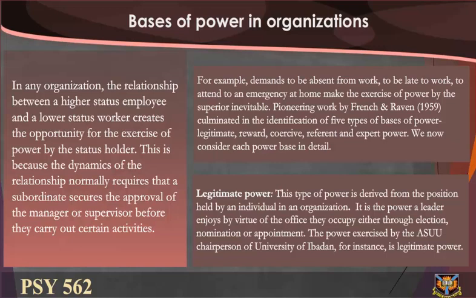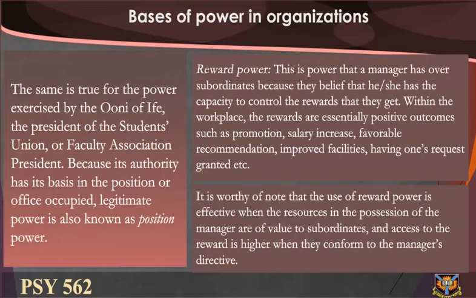Legitimate power. This type of power is derived from the position held by an individual in an organization. It is the power a leader enjoys by virtue of the office they occupy, either through election, nomination, or appointment. The power exercised by the ASU chairperson of the University of Ibadan, for instance, is legitimate power. The same is true for the power exercised by the Oni of Ife, the president of the Students' Union, or faculty association president, because its authority has its basis in the position or office occupied. Legitimate power is also known as position power.